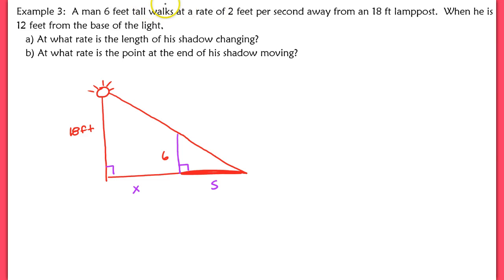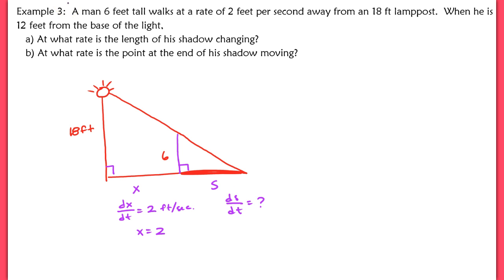Now, based off of this, I can also start writing in some rates of change. It says he's walking away from the lamppost at a rate of 2 feet per second. So that means dx/dt is equal to 2, and I'm going to write feet per second. I'm being a stickler about all the units right now. Now when he is 12 feet away from the base of the light, so at x equals 12, we want to know how the length of his shadow is changing. So we want to know ds/dt at that specific time.